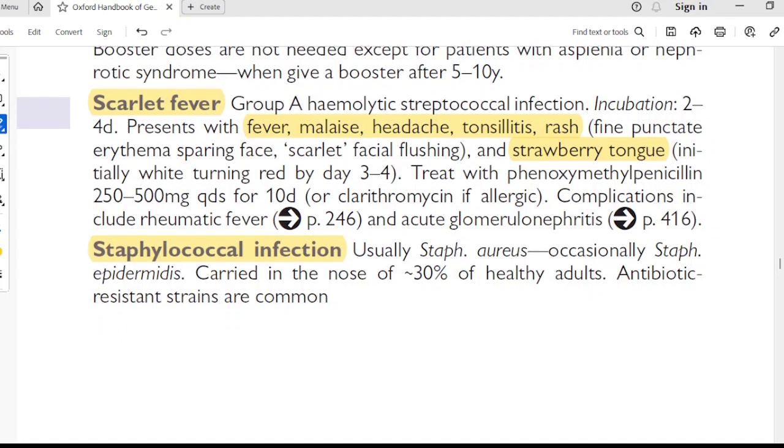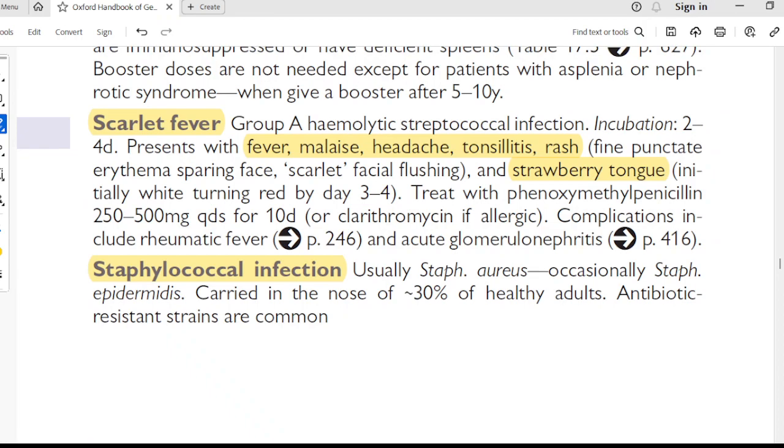Staphylococcal infection. Usually Staphylococcus aureus, occasionally Staphylococcus epidermidis. Carried in the nose of 30% of healthy adults. Antibiotic resistant strains are common.